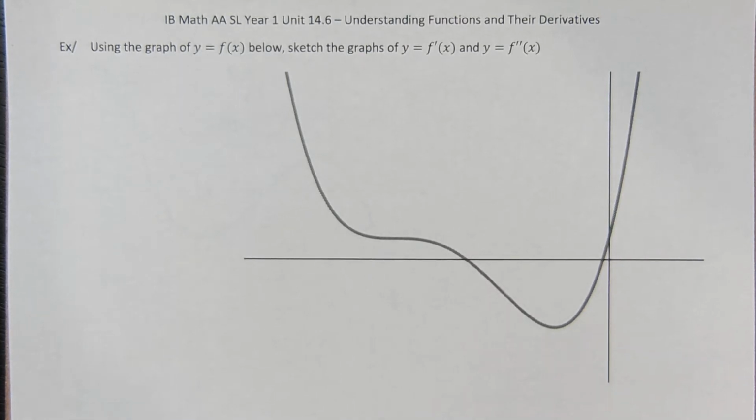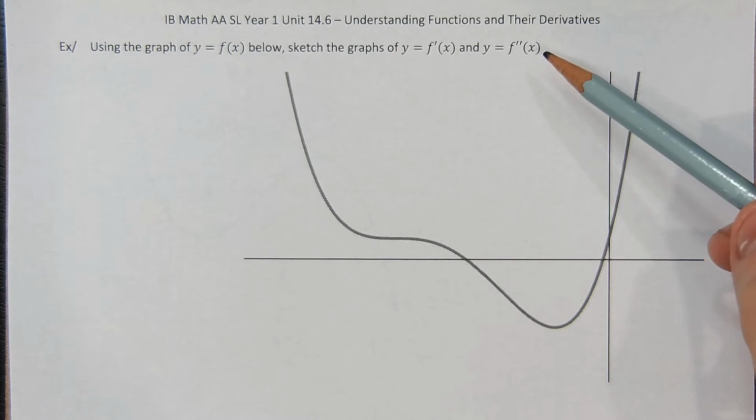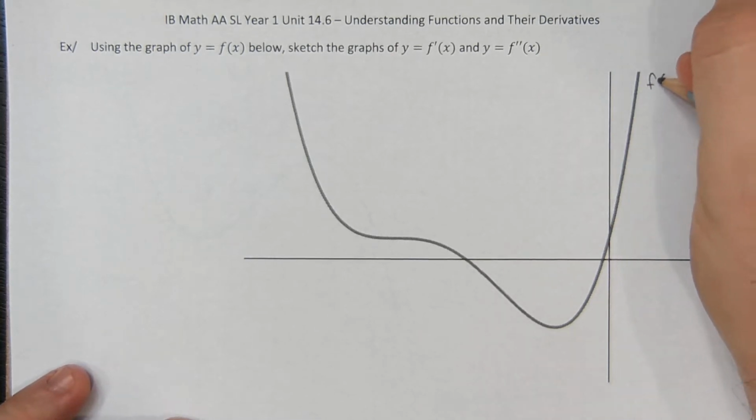So this first one, what we have here is a graph of f of x. It's some wild looking graph. Our job is to use this graph to sketch a graph of what the first derivative could look like and what the second derivative could look like. So I'm just going to label, we know that this one's f of x.